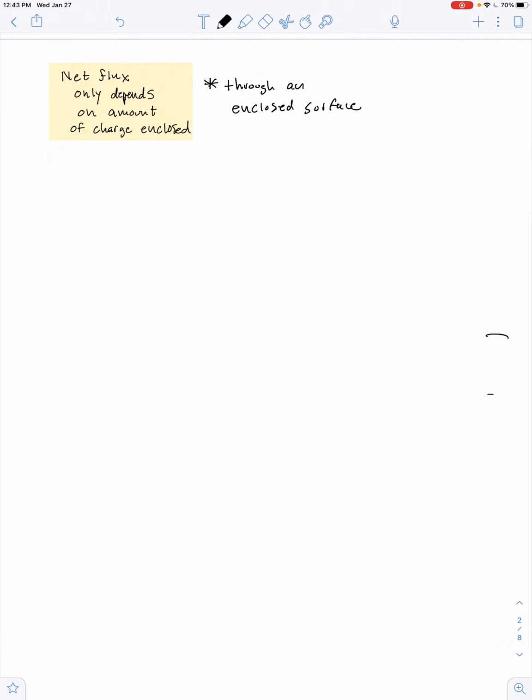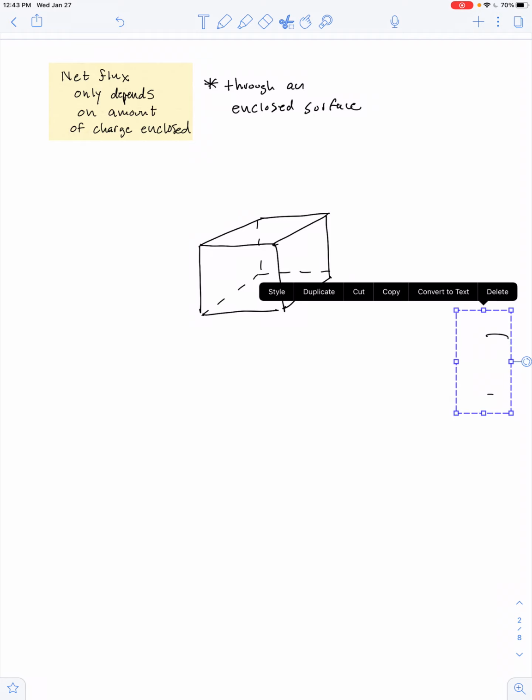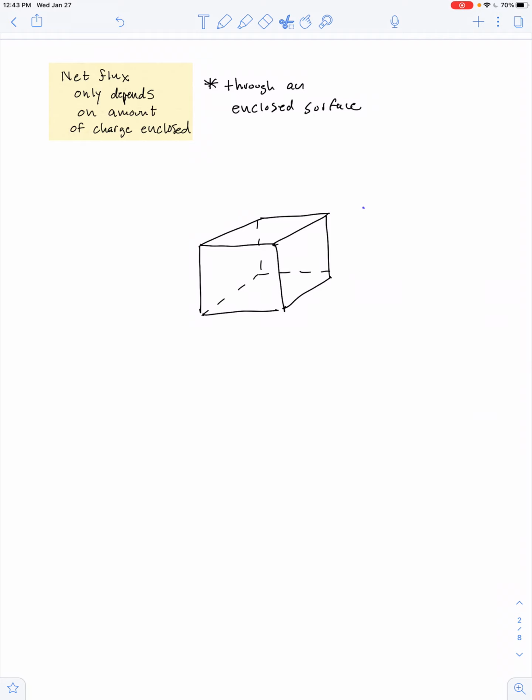But if the charge resides on the inside of that surface, now it's a different story. So there's a name for these completely enclosed surfaces, right? In most cases, it's an imaginary surface, but not always. We'll refer to these enclosed imaginary surfaces as Gaussian surfaces.